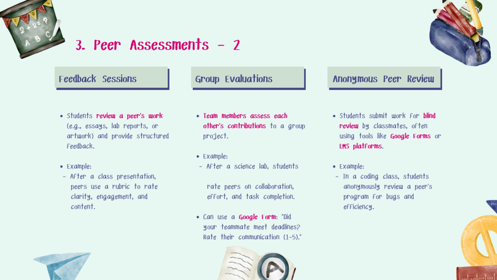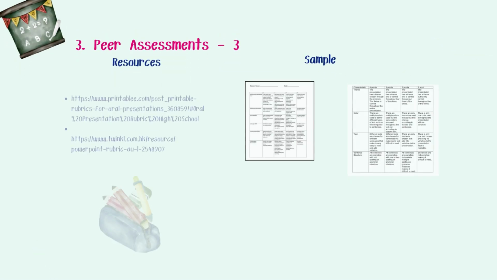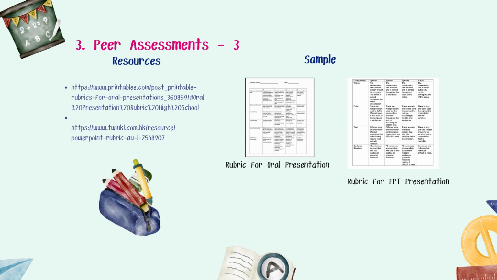The last assessment requires students to have a blind review, which means the reviewers' names will be hidden. This encourages more honest reviews. Over here, Google Forms or LMS platforms can be applied to increase the efficiency of rating. These are some resources and examples of peer assessments.